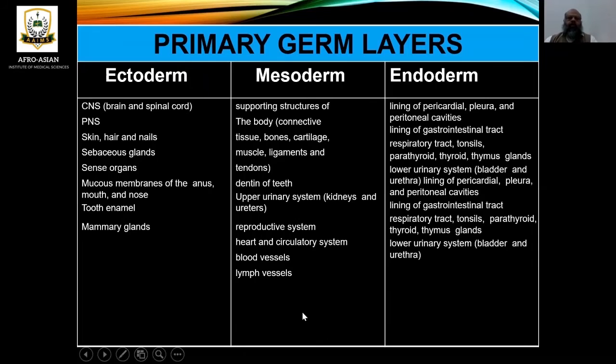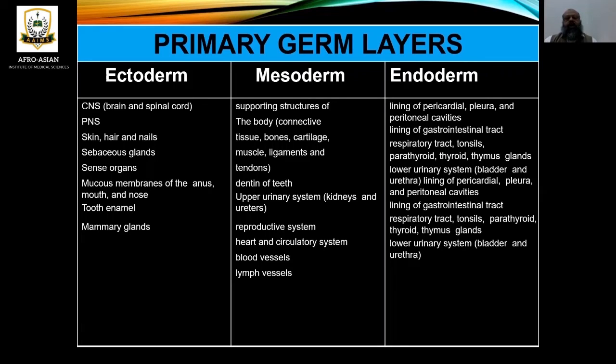Whereas from mesoderm, the supportive structures of the body, connective tissues like the bones, cartilages, muscles, ligaments, and tendons, the dentin of teeth, and the upper urinary system like kidneys and ureters are formed from mesoderm. Similarly, the reproductive system, heart and circulatory system, blood vessels, and lymph nodes originate from mesoderm.